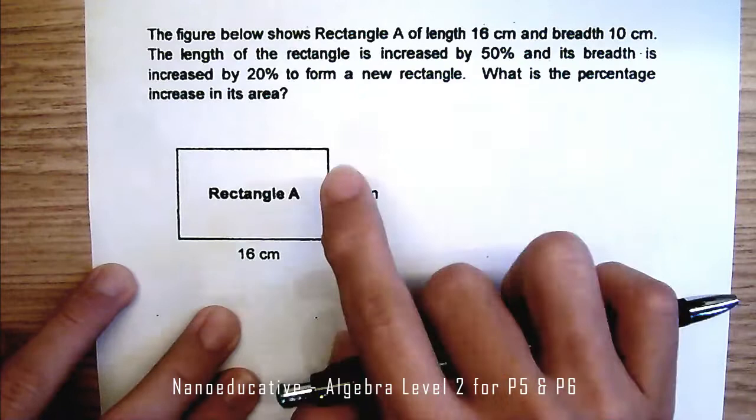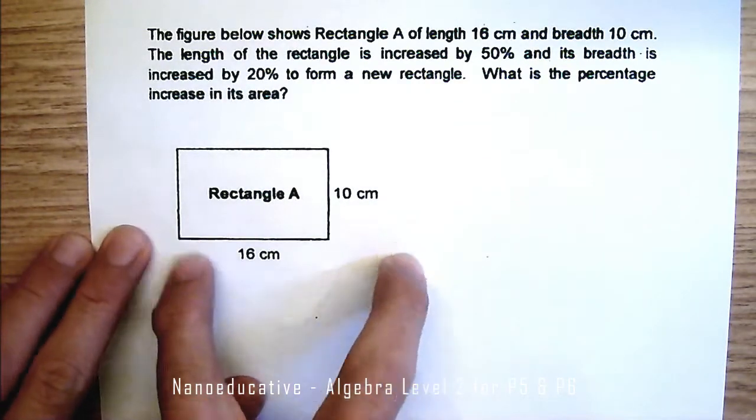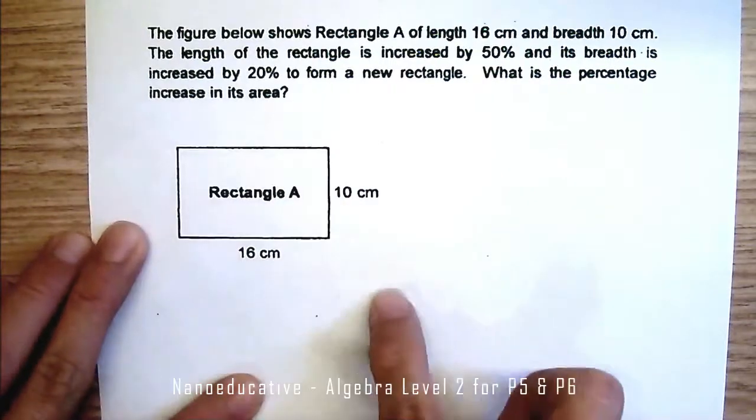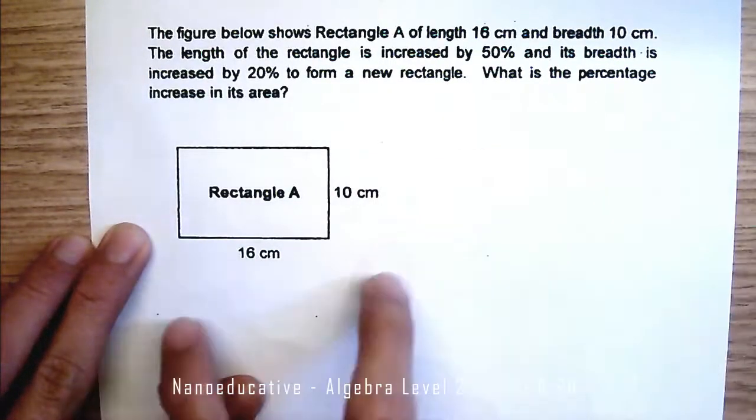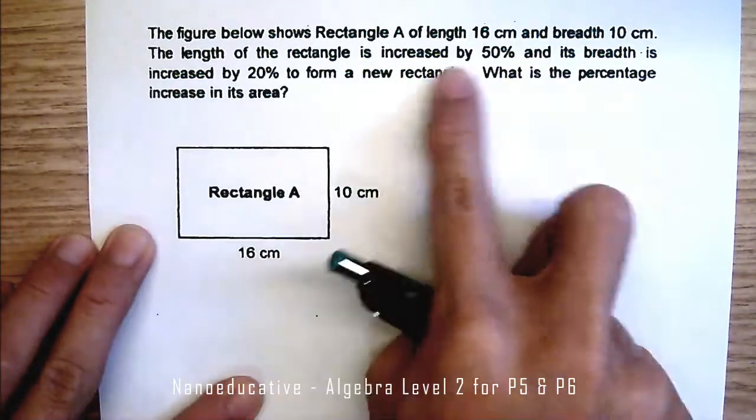Now for this one, we have to find the new breadth and the new length. Once we find the new breadth and the new length, we can find the new area. And once we find the new area, we can then find the difference between the old one and the new one. Then we can find the percentage difference, the percentage increase.